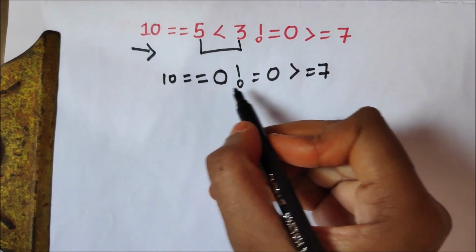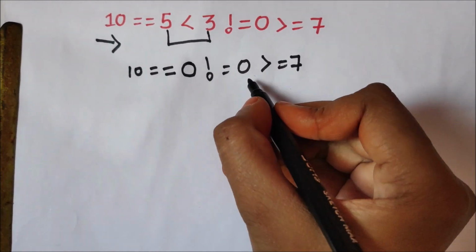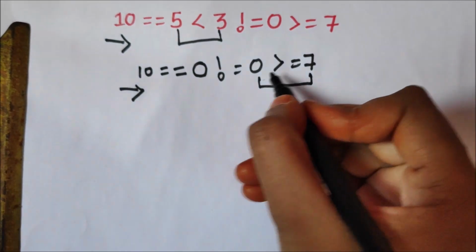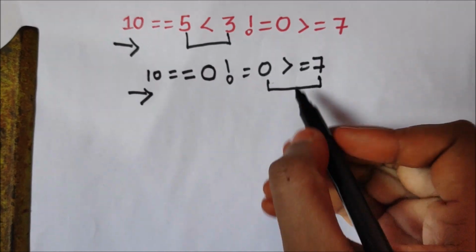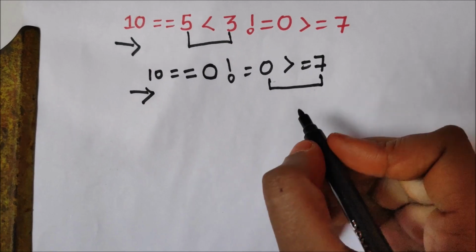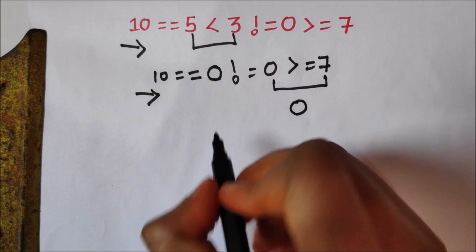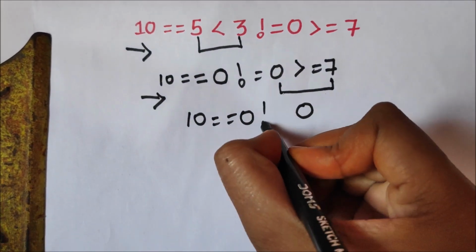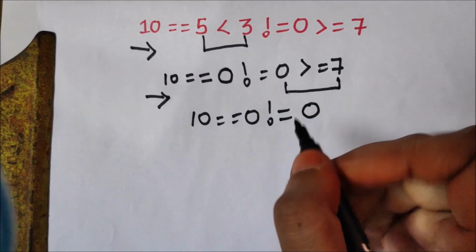Next, it again consists of equals to, not equal to, and greater than or equal to. Here greater than or equal to has the highest precedence, then equals to and not equal to. So evaluate this first: 0 greater than or equal to 7. Again it is false because 0 is not greater than or equal to 7. When it is false, it will give the result as 0. The remaining part of the expression is as it is: 10 equals to 0 not equals to 0.